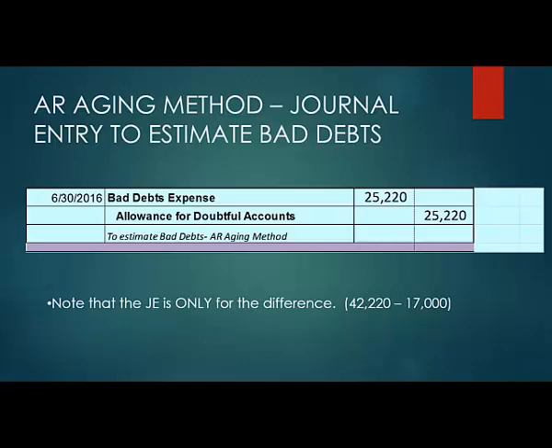Our journal entry to estimate bad debts using the AR aging method is 25,220, because the T account already had $17,000 in it that had not been used. Maybe it was left over from the prior year. We didn't have as many write-offs as we had estimated. Okay.